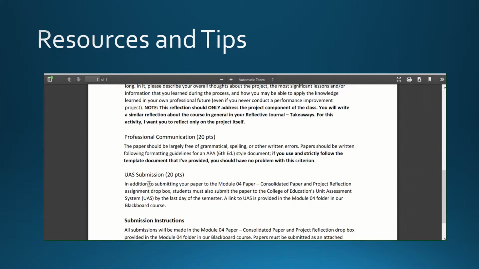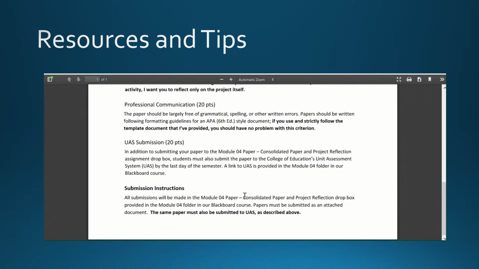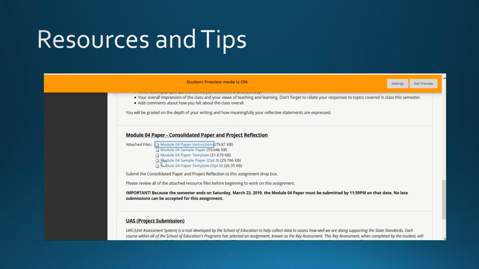And then don't forget that in addition to turning this into the assignment Dropbox, you also need to submit a copy of this to what's called UAS, the College of Education's Unit Assessment System. Make sure that you do that as well, otherwise that'll be 20 points off. So you need to turn it in 2 different places. I apologize for that. It's just the way that the UAS system is set up. So again, you'll turn it in to the Dropbox and then turn it into UAS. I'll go ahead and close this one and take us back out.